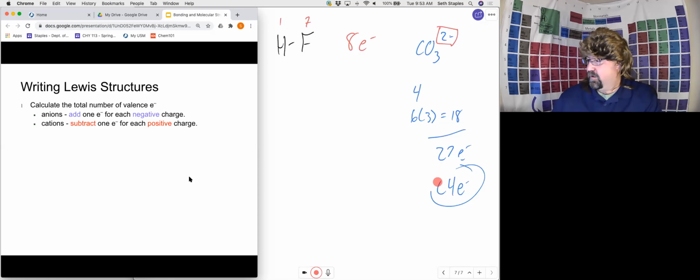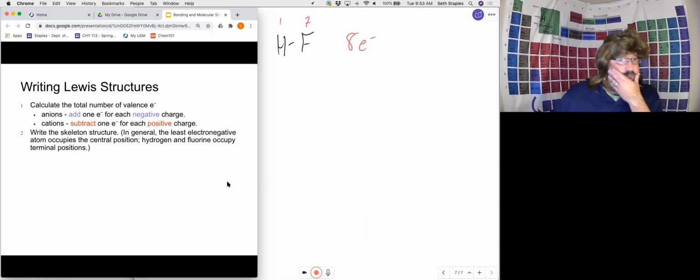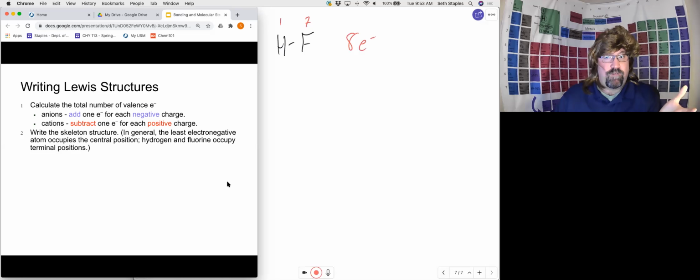But let's just go ahead and erase this for now so we don't confuse ourselves. And we'll continue on with our rules for looking at HF. The next thing we do is write out our skeleton structure. Generally speaking, the least electronegative atom will go in the center. Hydrogen and fluorine will always be in what we call terminal positions on the ends. But with HF, that's easy enough. I mean, I've already written it out here.